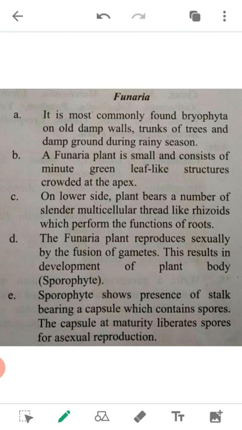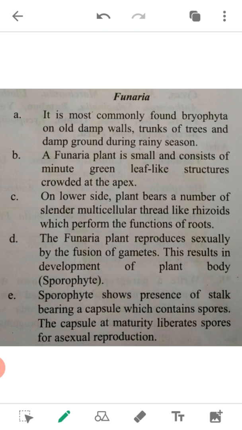It is most commonly found as a bryophyte on old damp walls, trunks of trees and damp ground during the rainy season. B: a Funaria plant is small and consists of minute green leaf-like structures crowded at the apex.